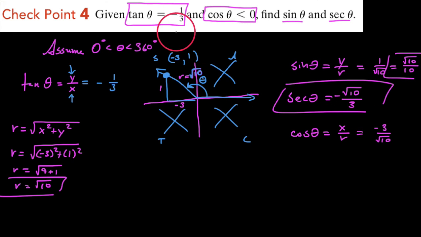So knowing the sign, S-I-G-N, of your trig functions, and also at least one of the values of one of your trig functions, you should be able to piece together what the other trig function values are if we want to find them.